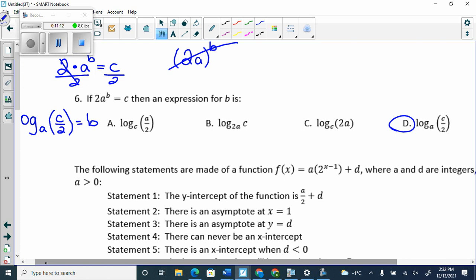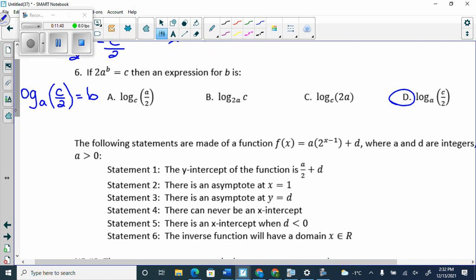This one says the following statements are made about the function a 2 to the x minus 1 plus d, and you have to watch yourself. You have to see what the variables stand for. So a and d are integers, and a is greater than 0. So we do know that a is not reflecting, correct? Because if a was reflecting, our range would be y is less than d, right? But it's y is greater than d because our a is positive if they ask us for range. Okay, it's exponential. Exponentials have horizontal asymptotes.